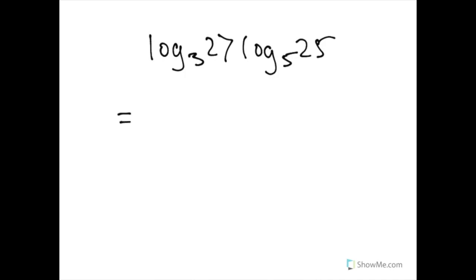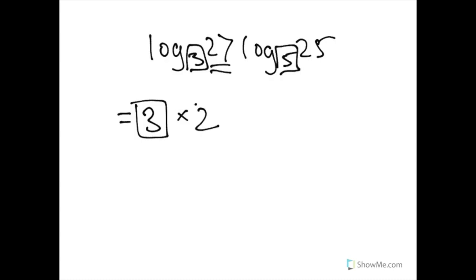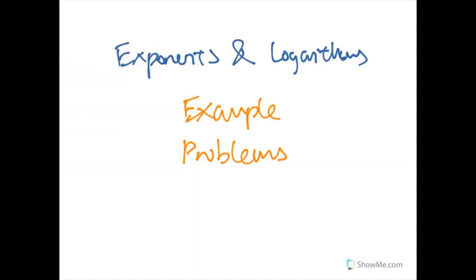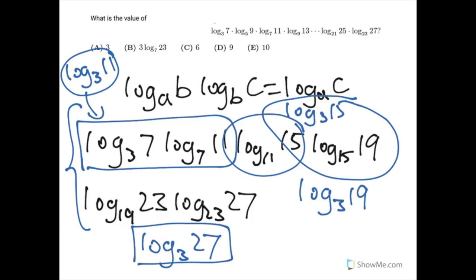Now, log base 3 of 27 is equal to 3, because 3 to the power of 3 is equal to 27. And log base 5 of 25 is equal to 2, because 5 to the power of 2 is equal to 25. So our final answer is 6, meaning that we would choose C as our final answer.